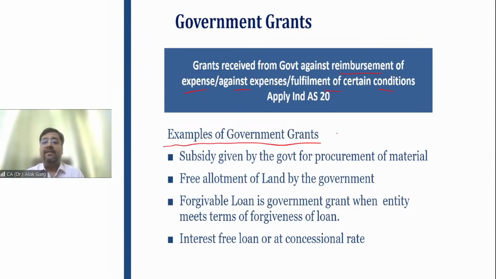Examples of government grant. What are the examples? Subsidy given by the government for procurement of material. For example, the entity has purchased raw material at 1 lakh rupees and the government has given a subsidy of 20,000 rupees for this entity. It is not for everyone. The government is giving the subsidy to this entity, right? For example, there is a company known as Brahmaputra Crackers and Polymers Limited, BCPL. They have a plant in Assam.